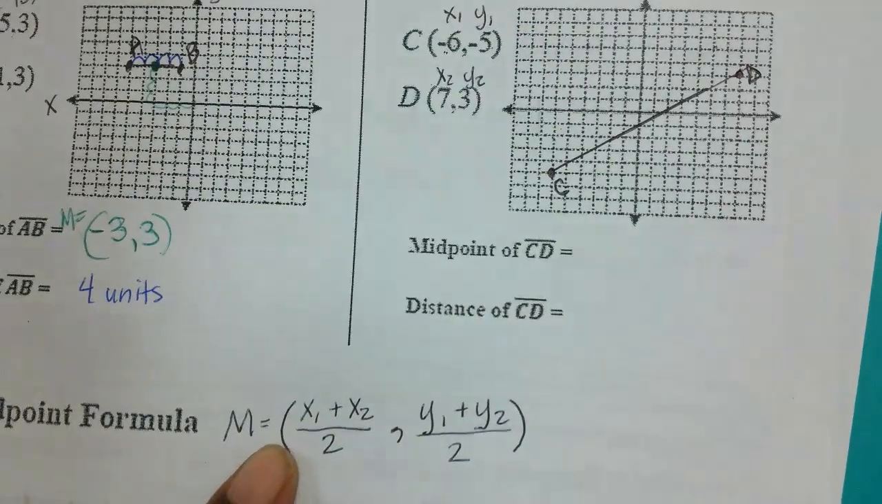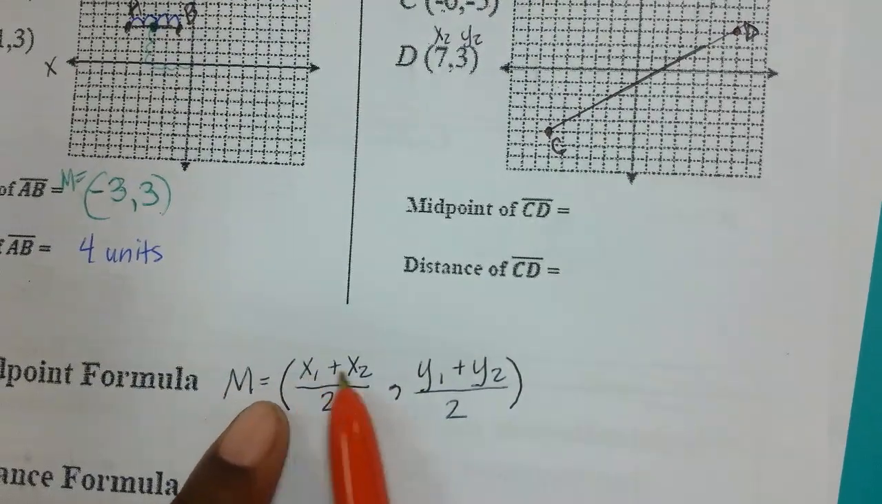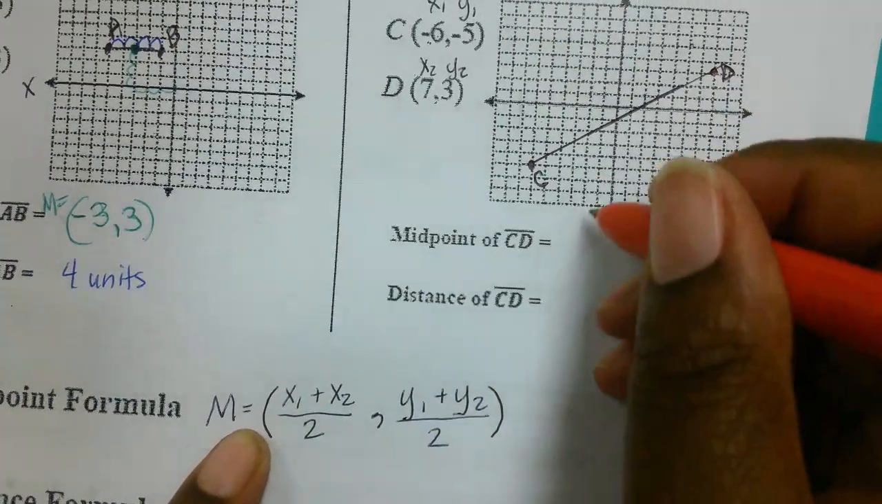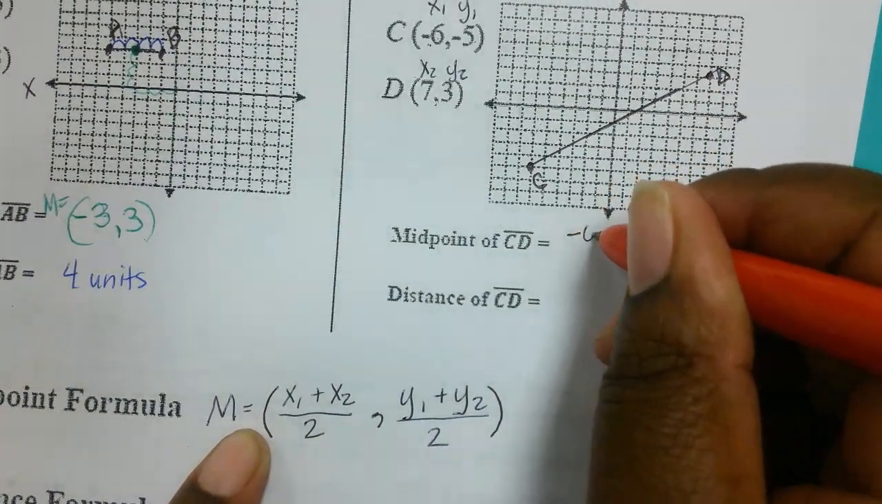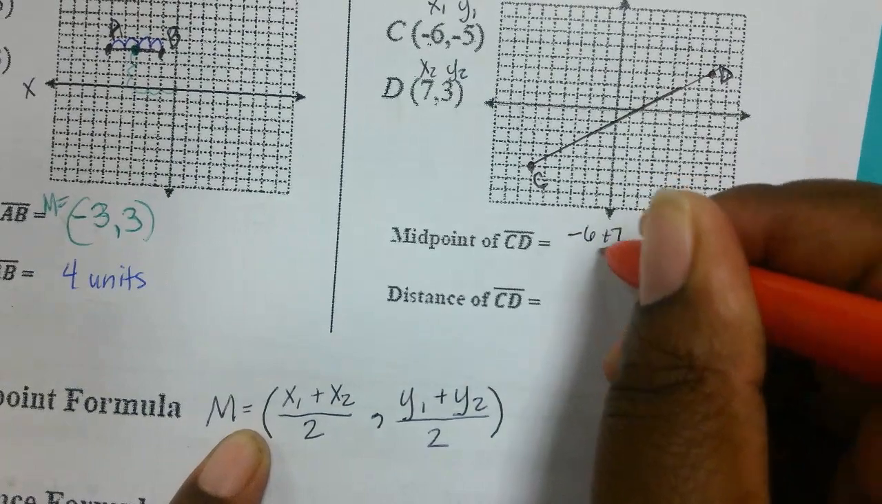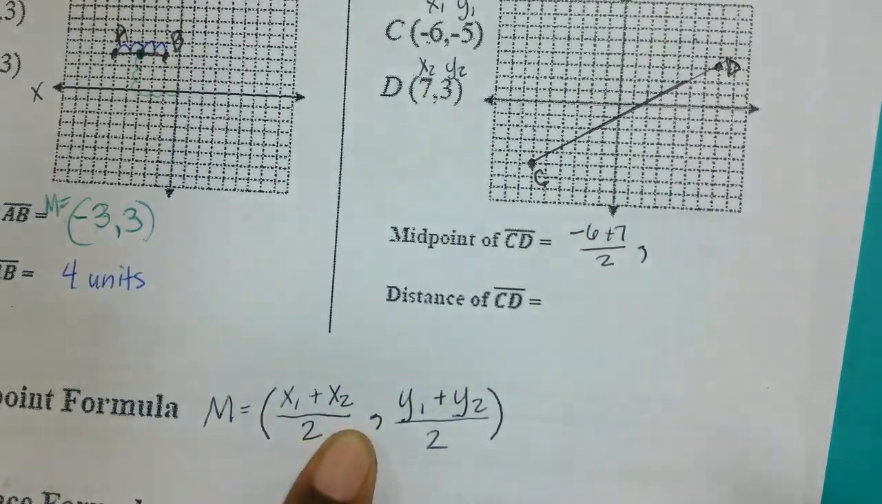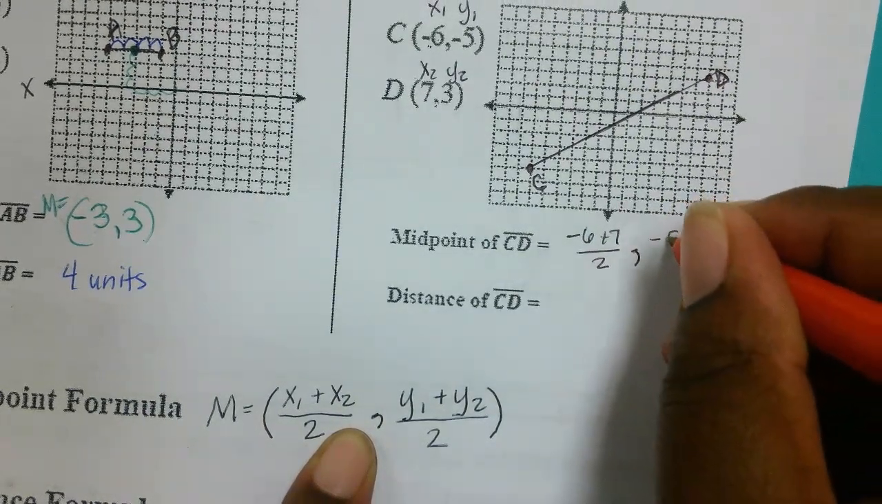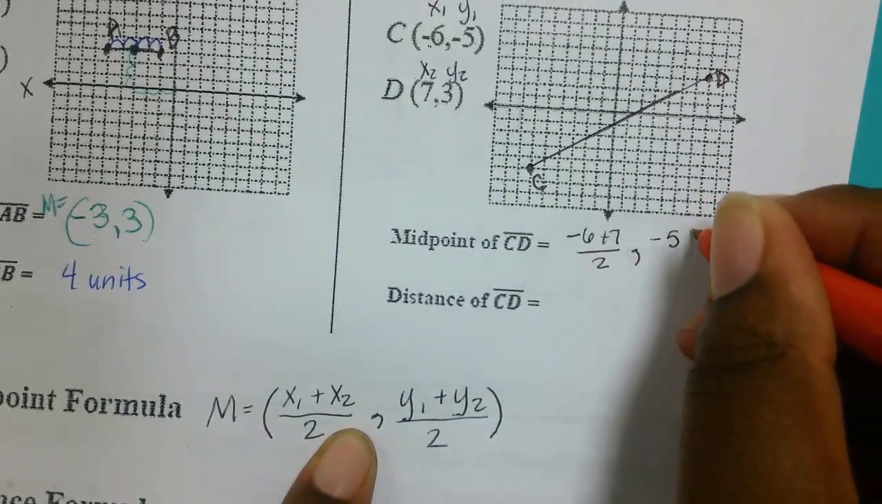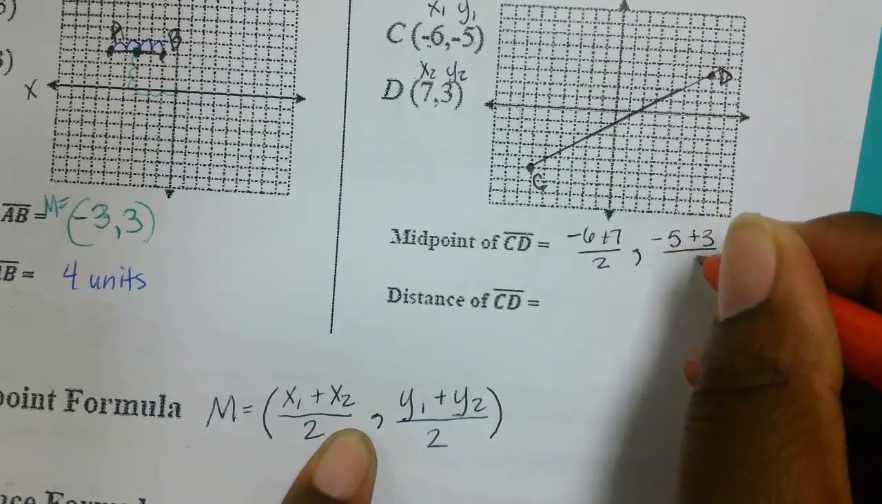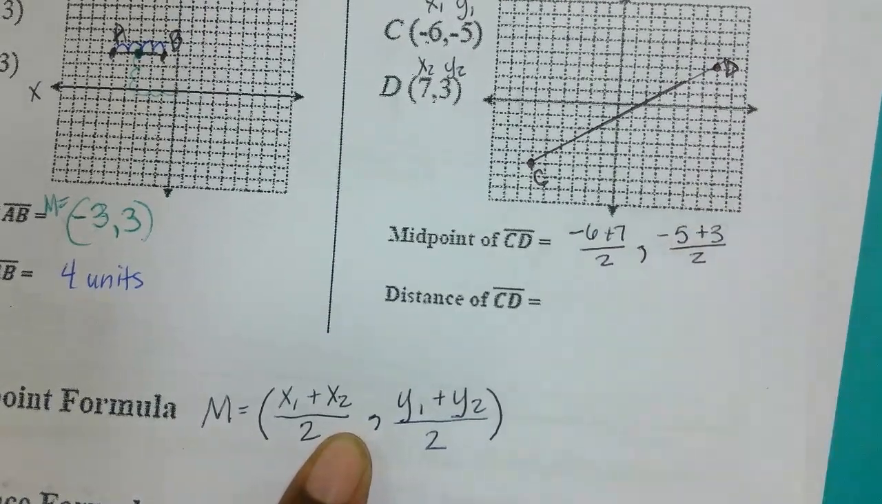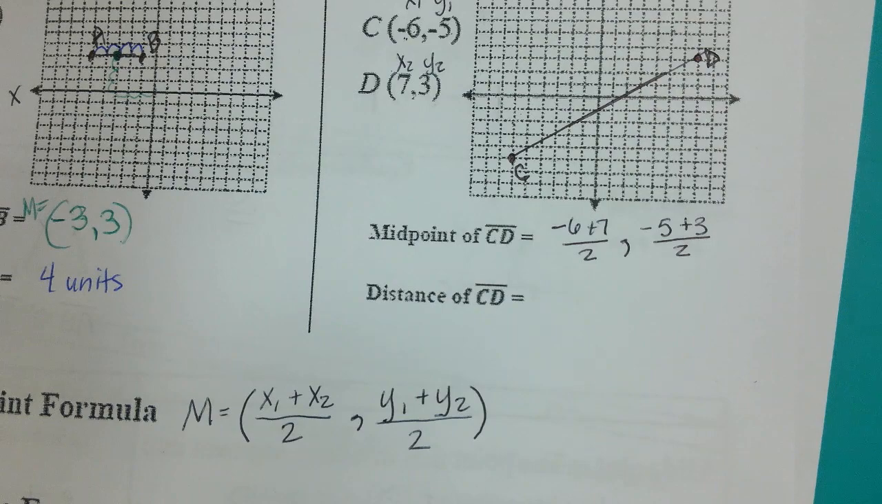So my formula tells me, okay, I need to take my 2 x's and add them. So that's going to be negative 6 plus 7 divided by 2. That's going to be the x coordinates. Do the same thing to the y. Negative 5 plus 3 divided by 2. And that's going to give me my y.